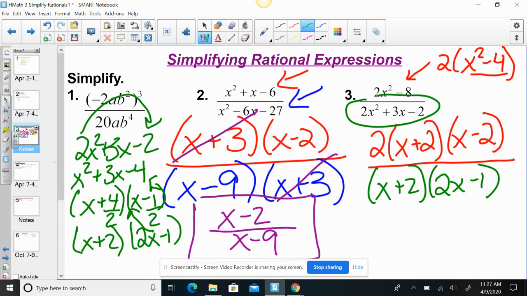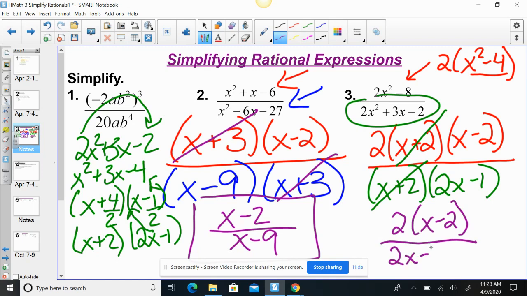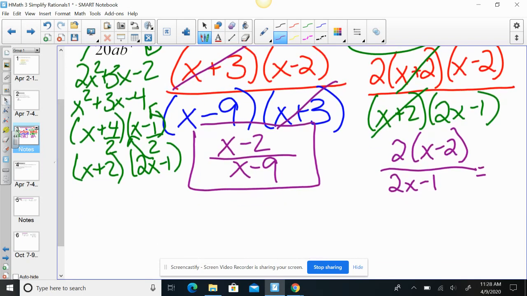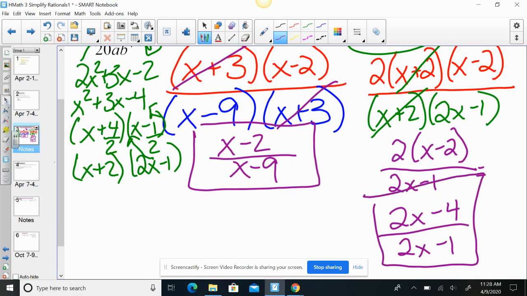Step 2, look for common factors. This exactly matches that, so that goes away. And now I'm just going to write my answer. So I have 2x minus 2, you can leave it in factored form, over 2x minus 1. If you want, you can go ahead and distribute that, and then you get 2x minus 4 over 2x minus 1. Just make sure that you do not get tempted to cross out these 2x's because they're glued together to the other part.